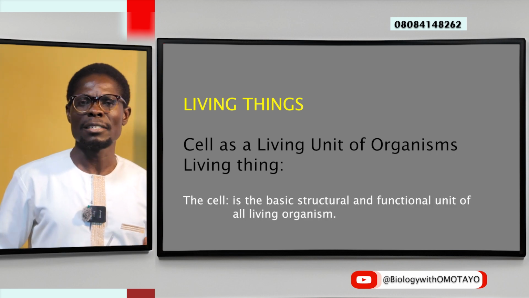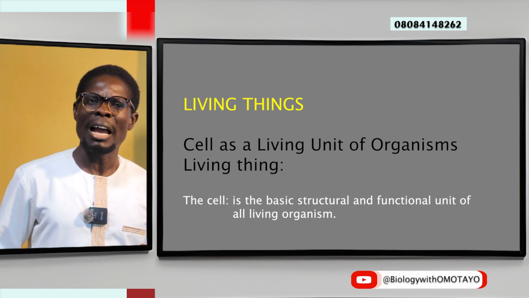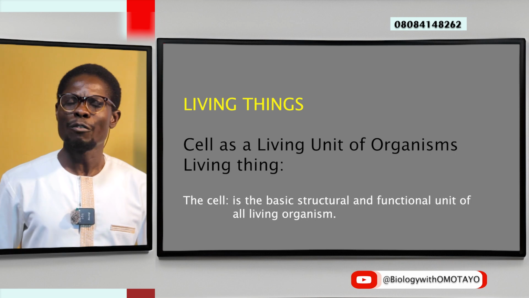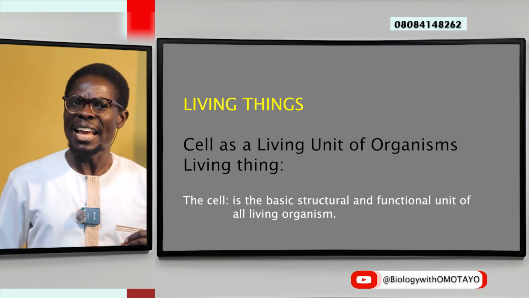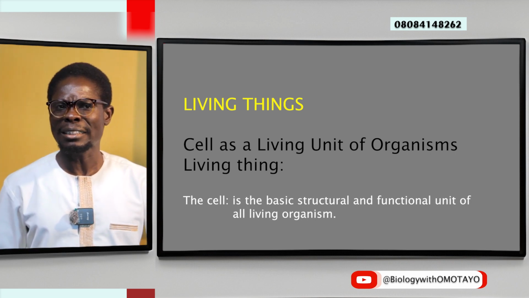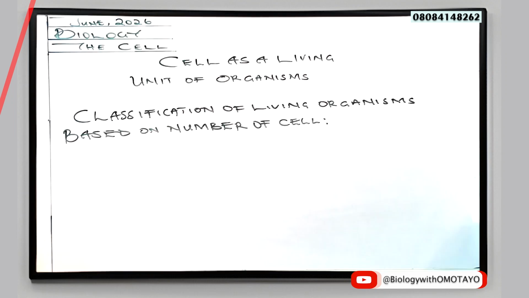Earlier, I said cell is the basic structural and functional unit of life. It is the simplest form of life. It is the simplest level at which life can exist. Now, permit me to quickly bring this to our notice that living organisms can be classified based on the number of cells that such an organism possesses. Classification of living organisms based on number of cells.